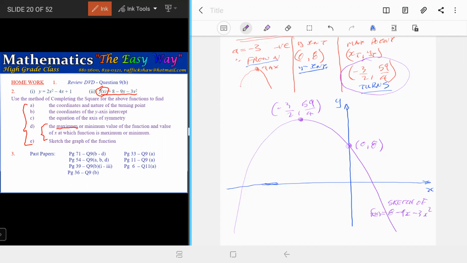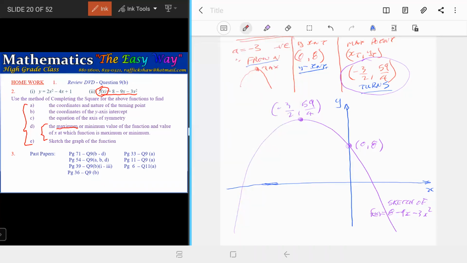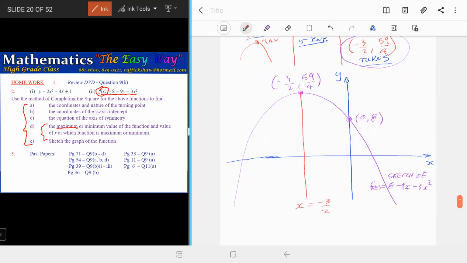Sketch of that function. Then I'm going to put in my axis of symmetry since Christian spoke about it. I'm just going to draw my vertical line through here, making sure I pass through that vertex point. Bam. I'm going to label it x equals the xt value, negative 3/2. And this is my axis of symmetry.